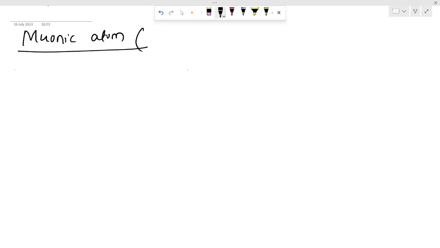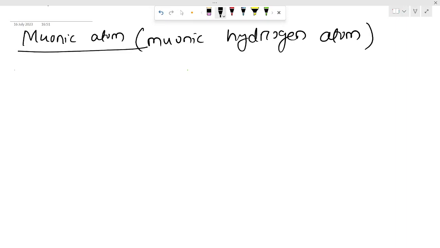Generally we have to say this muonic atom as your muonic hydrogen atom. We are going to derive its expressions and also the velocity and radius of the orbit. Okay, let's talk about this in detail.